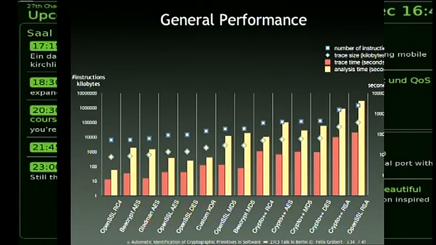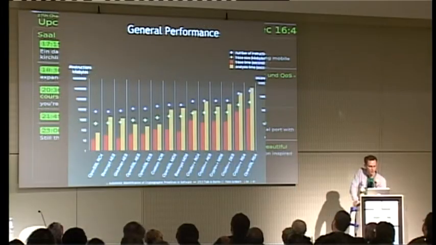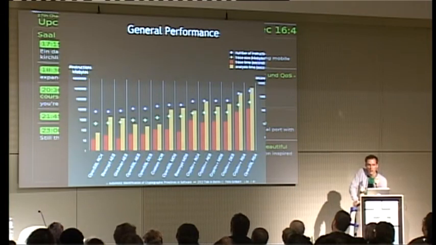The general performance of the tool is okay for a prototype. The trace files are between 10 and 90 megabytes, and the tracing times and analysis times are between several minutes and several hours.